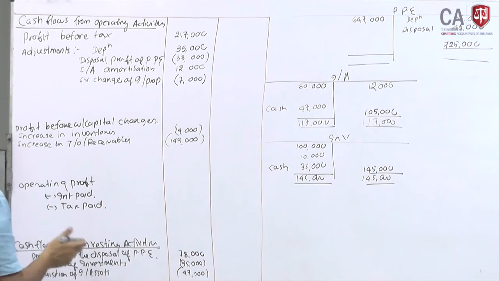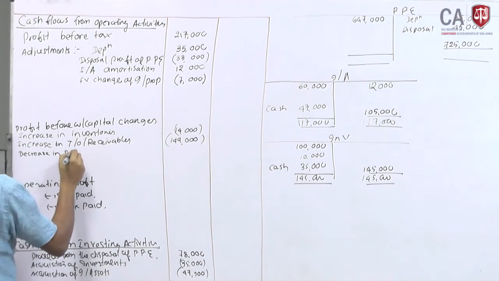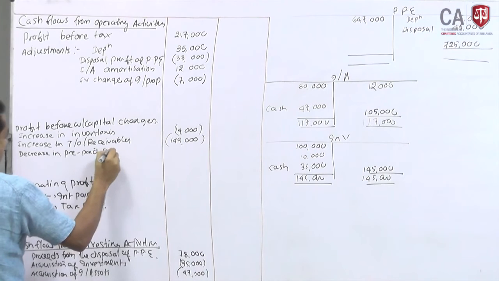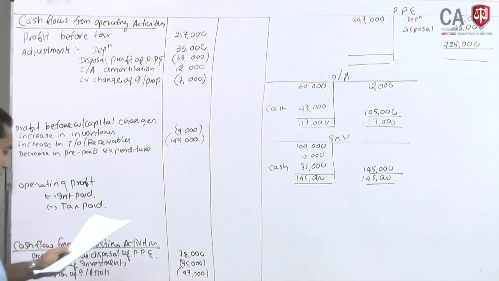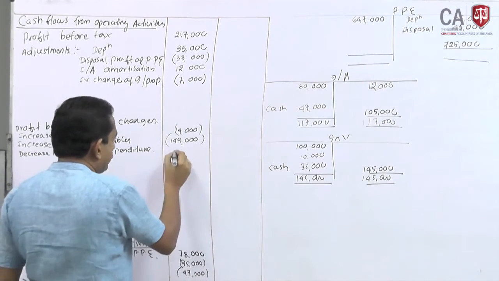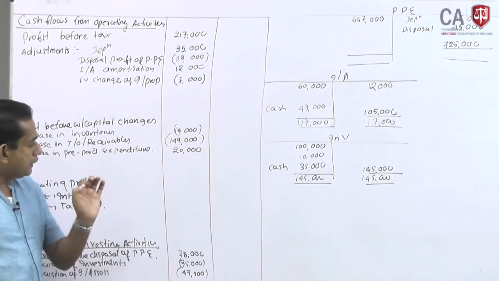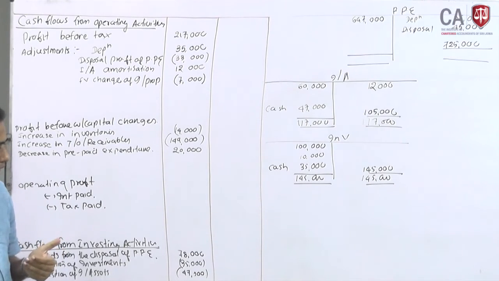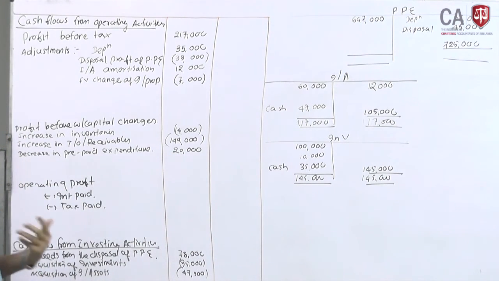Prepaid expenditure decrease. Prepaid expenditure decreases by 20,000. How do we simply assume that? Prepaid expenditure decreasing is like you debiting cash account and crediting prepaid expenditure. A debit to cash is like a cash inflow. It should be added to the cash flow statement as a result. Cash and cash equivalent will be taken at the end.